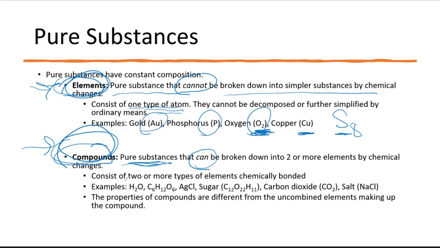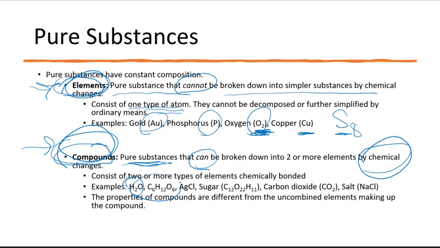For example, H2O. I can take water and chemically separate H2O into hydrogen gas and oxygen gas. It's not going to be a physical change, right? If I let liquid water sit out, it can evaporate, but it will evaporate into gaseous water. So it has to be a chemical change to make water turn into hydrogen gas and oxygen gas.